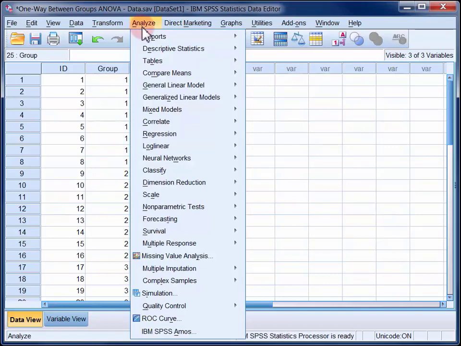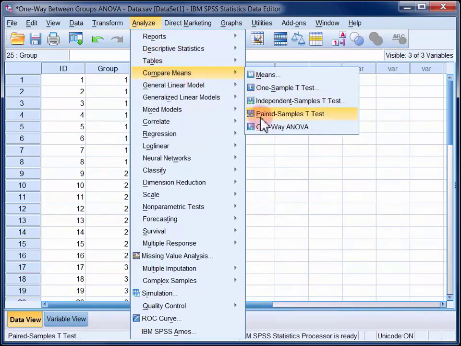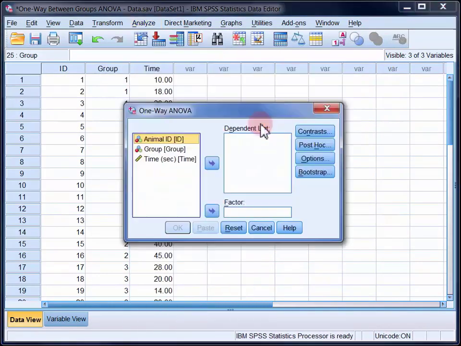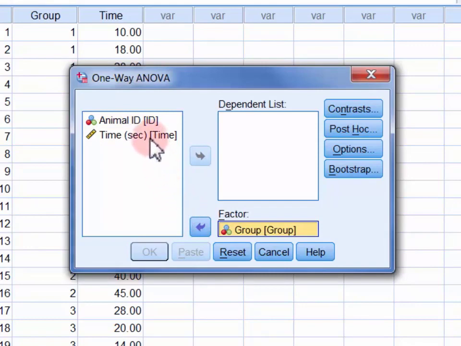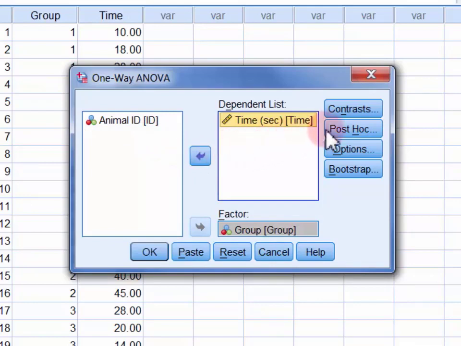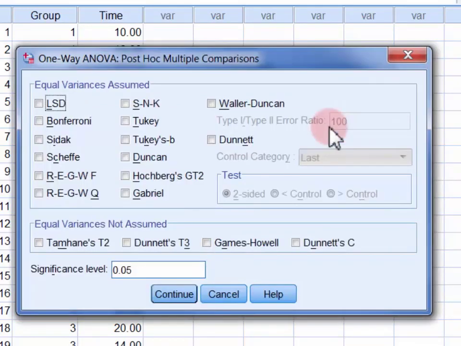So in the Analyze menu, select Compare Means and then One-Way ANOVA. Move the independent variable, which is group, into the factor field and the dependent variable, time, into the dependent list. Click Post Hoc. Here there are a range of post hoc testing options available. Because we don't yet know whether or not homogeneity of variances can be assumed, we'll select one option from each section, and later we'll make a decision about which to interpret.